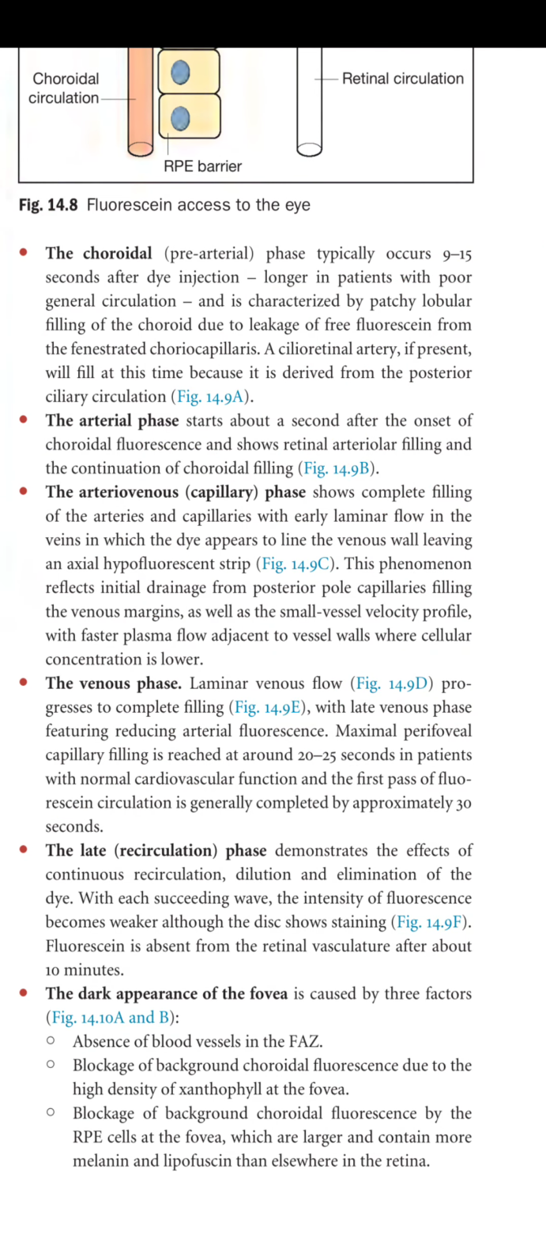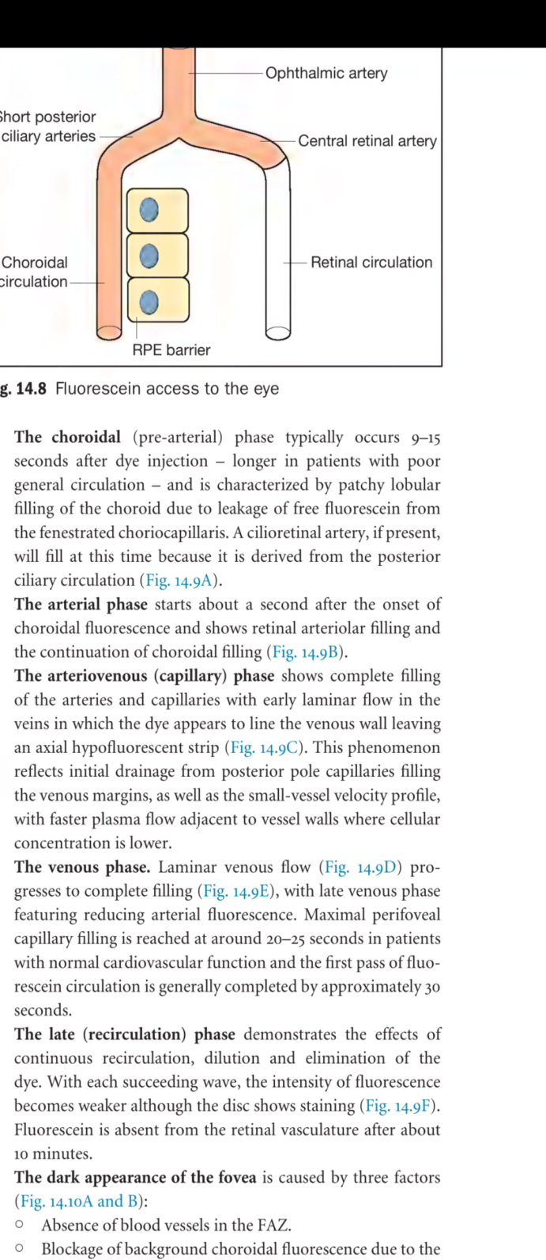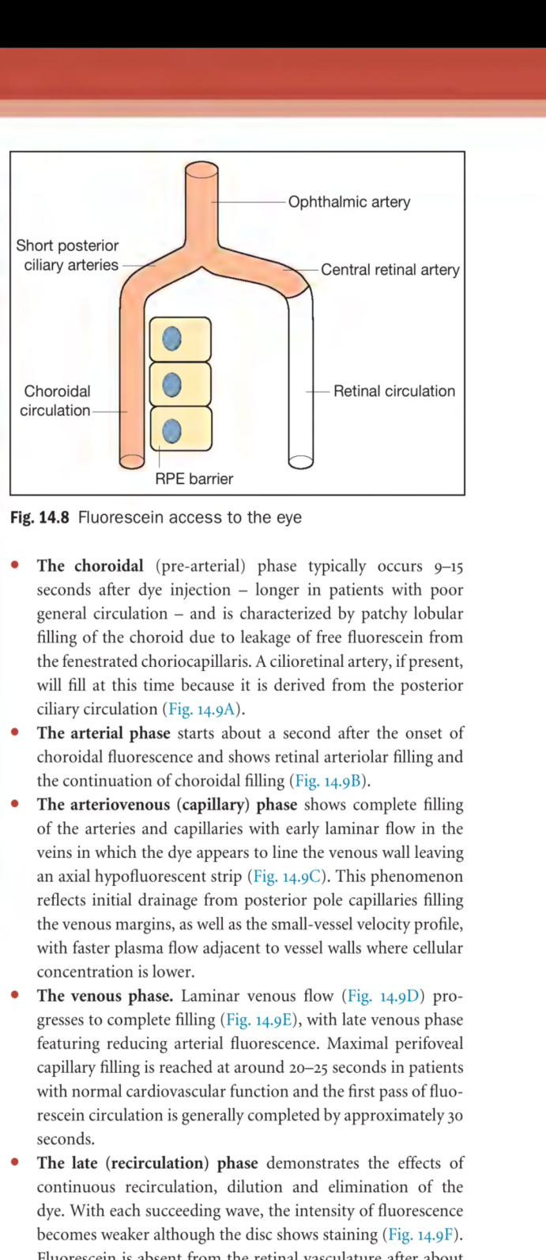Then there is the late recirculation phase, which demonstrates the effect of continuous recirculation. There is recirculation, dilution and elimination of the dye. With each succeeding wave, the intensity of the fluorescence becomes weaker, although the discs show staining. Fluorescence is absent from the retinal vasculature after about 10 minutes. So after 10 minutes, it is completely absent from the retinal vasculature.